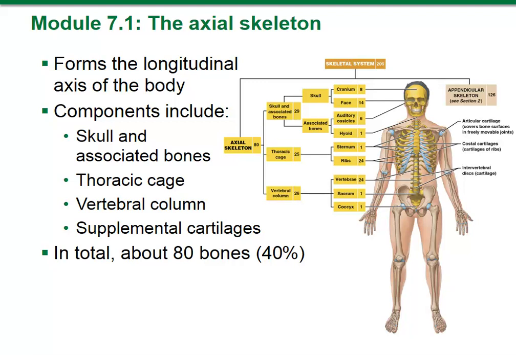And remember, we also include the cartilages as a part of the axial. So that's going to include the articular cartilages, which are at the ends of long bones of the joints. It also involves the costal cartilages that attach the ribs at the front and the sternum, and then the intervertebral discs between the vertebrae.